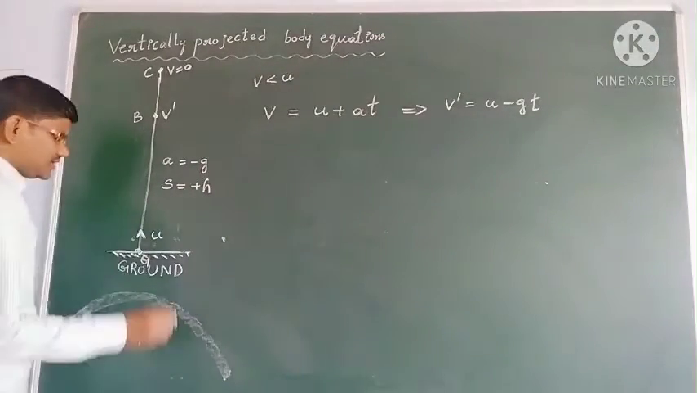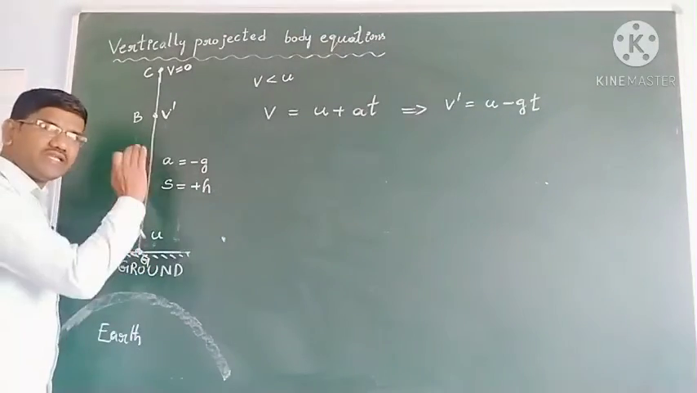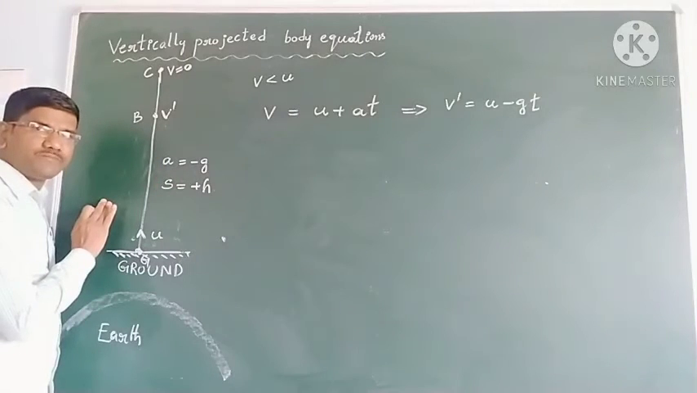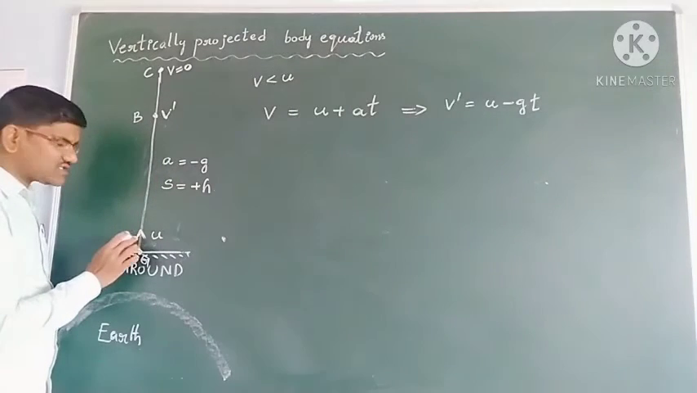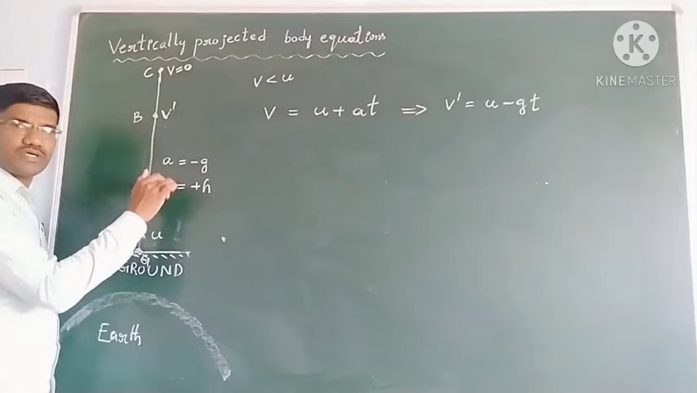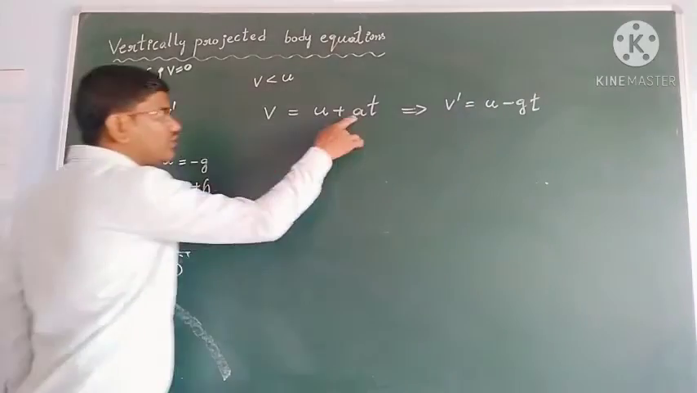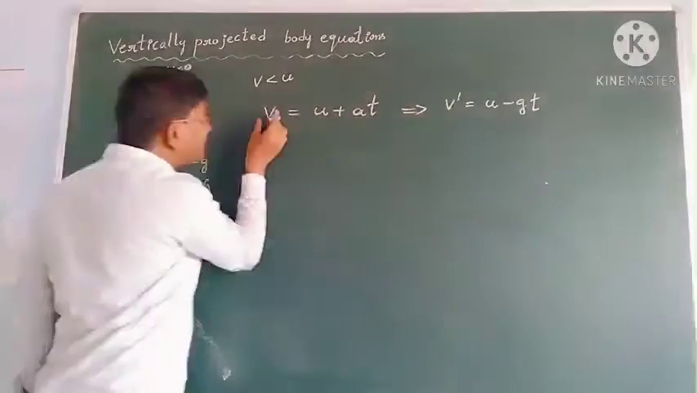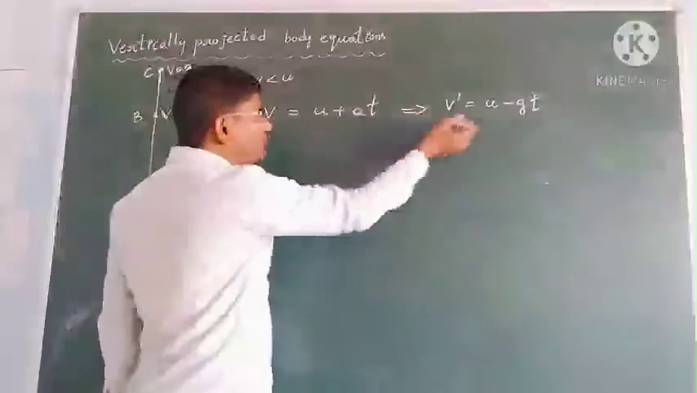Okay, students, from the point of projection, if anything is above, you take it as positive. So initial velocity is above the point of projection, final velocity also above the point of projection, and the acceleration due to gravity is downward direction. So only a is minus g, v is positive, and u is positive.